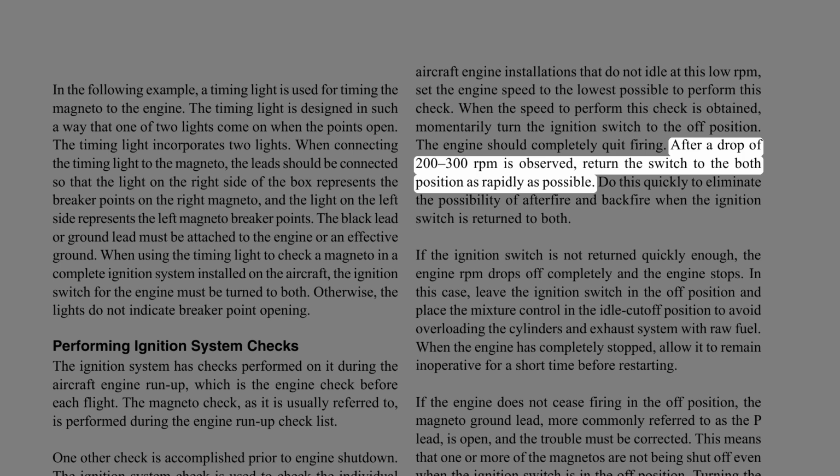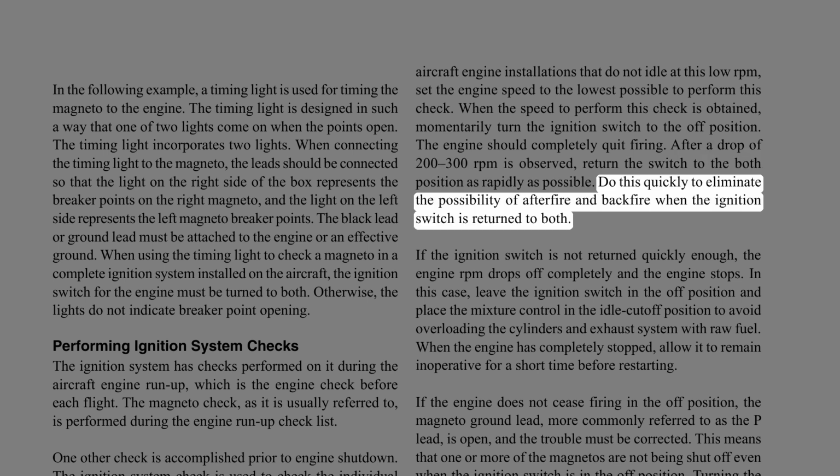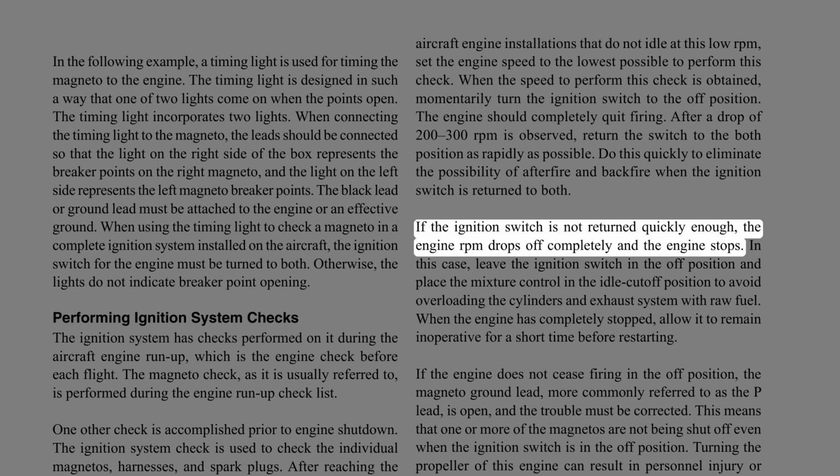After a drop of 200 to 300 revolutions per minute is observed, return the switch to the both position as rapidly as possible. Do this quickly to eliminate the possibility of after-fire and backfire when the ignition switch is returned to both. If the ignition switch is not returned quickly enough, the engine RPM drops off completely and the engine stops.